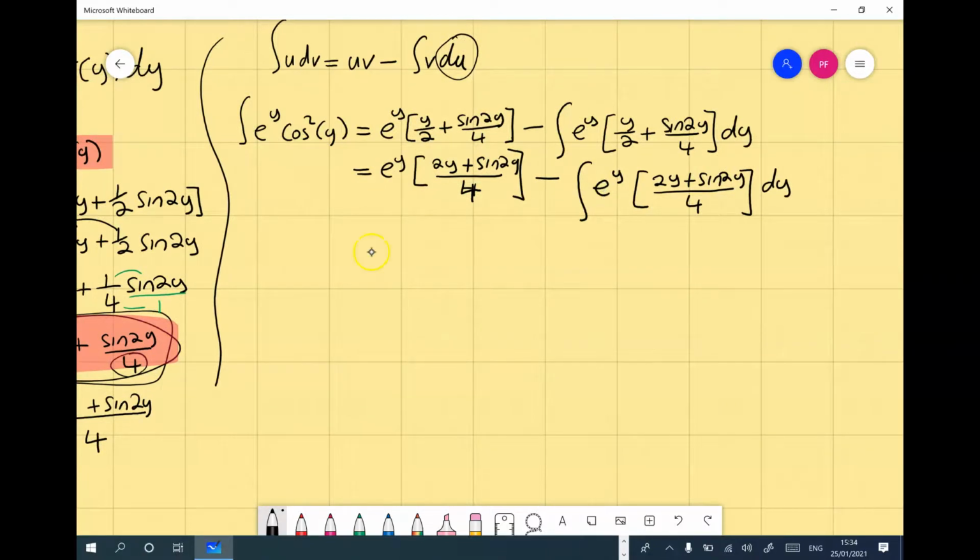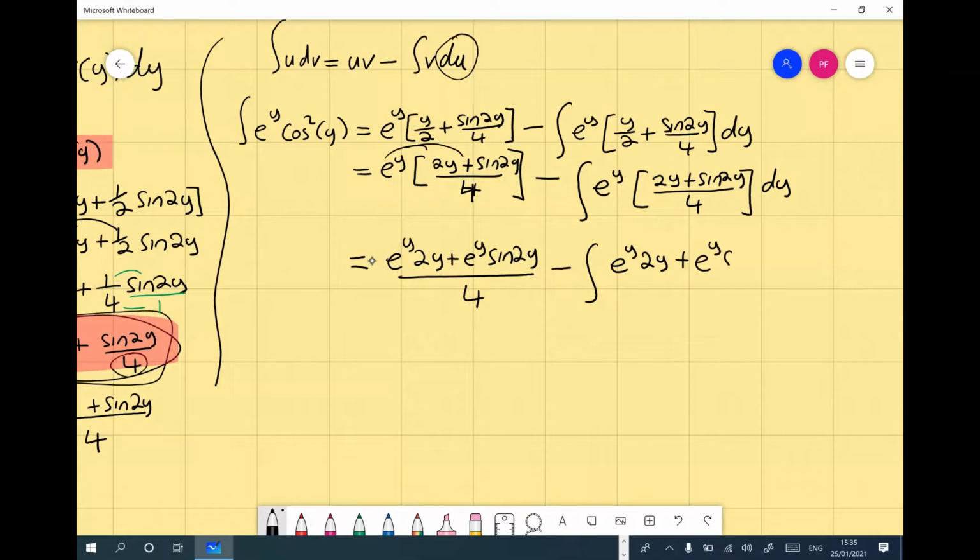Okay, so tidying up a little bit more, multiplying my e to the power of y into my brackets: e to the power of y 2y plus e to the power of y sine 2y all over 4. Minus the integral of, and again I'll multiply my e to the power of y in here, e to the power of y 2y plus e to the power of y sine 2y all over 4 dy.